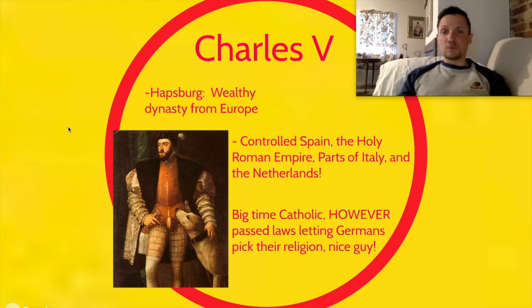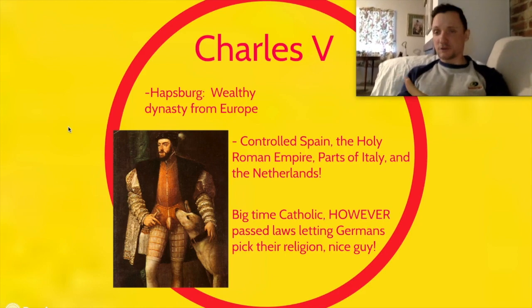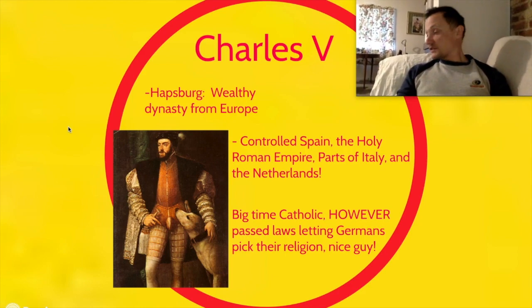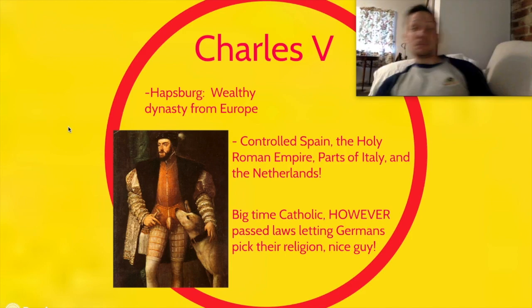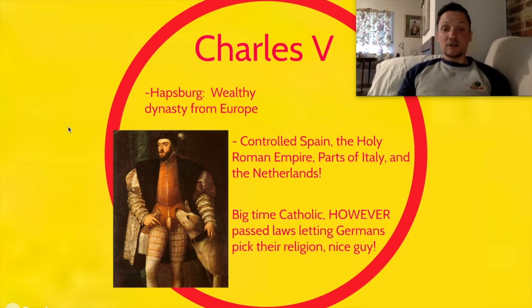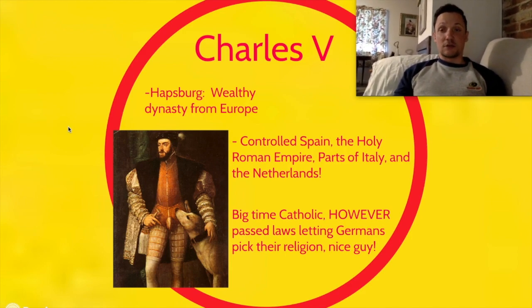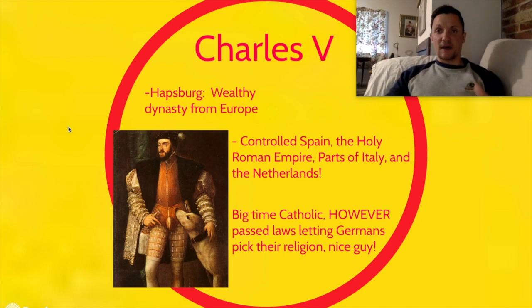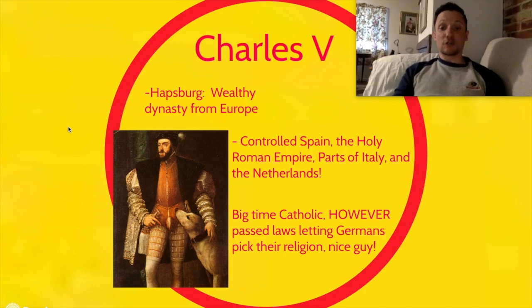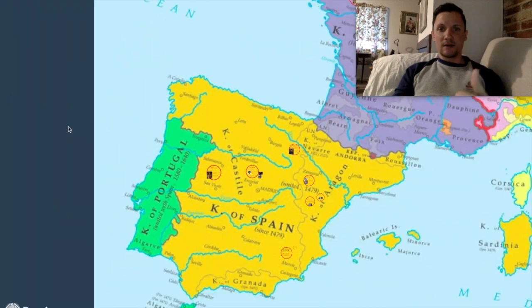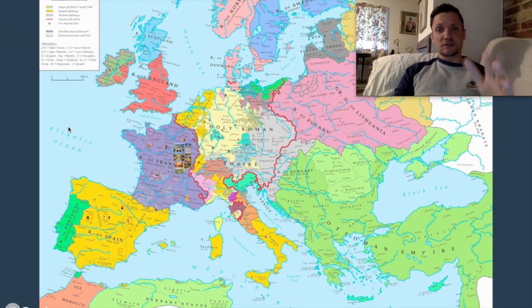We always call Martin Luther German, but he's actually just a citizen of the Holy Roman Empire. And he's also German, though, culturally speaking. So, remember, he's a big-time Catholic, but he's going to pass laws letting Germans pick their religion, okay? So he actually tries to bring some of this violence down from the Reformation and tries to be a good leader. He tries to be a nice guy, right? Even though he gets married to his cousin, but that's a whole other thing we're going to get into in a second.